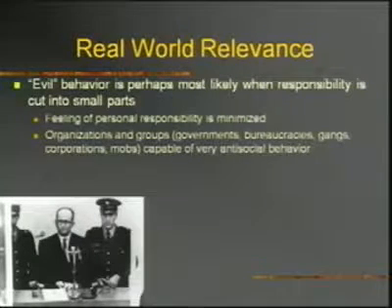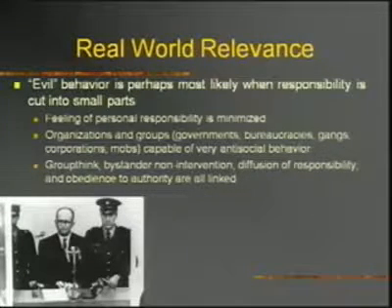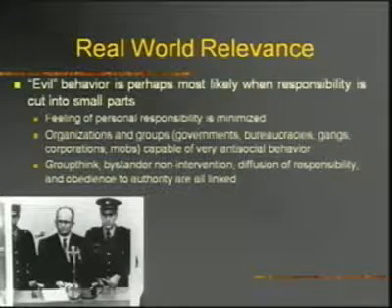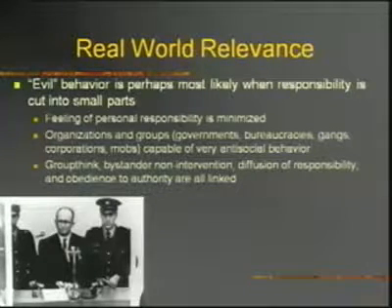Organizations and groups, governments, bureaucracies, gangs, corporations, mobs, which don't seem to have much in common, but they do have a lot in common in that they're capable of terrible, destructive, antisocial acts, and that they're subject to these principles. That when we chunk up the evil behavior into discrete, smaller parts, then it's more likely to happen. So they're very capable of extreme antisocial behavior. And so some of these examples would include groupthink, bystander non-intervention, the diffusion of responsibility, and obedience to authority. All of these become more likely in such settings, in organizational settings, actually.